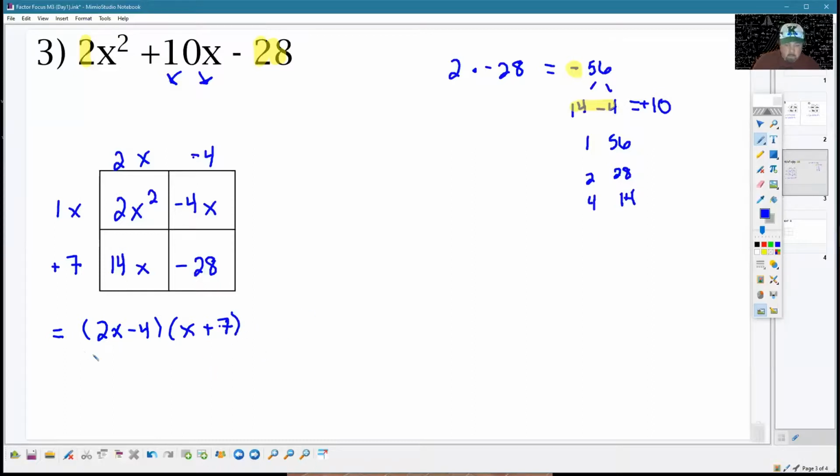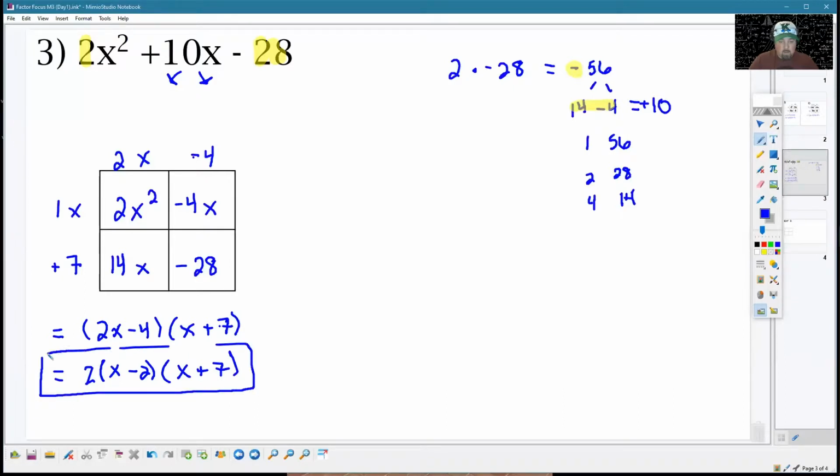So it was pretty close to right, but what we probably should have done in the first place before we started was look at all 3 of these coefficients here and see if they had a common factor. I didn't, and I did that intentionally because it's a real easy thing to miss, but you want to pull it out there at the end, and that would be what this is, completely factored out: 2 times x minus 2 times x plus 7.